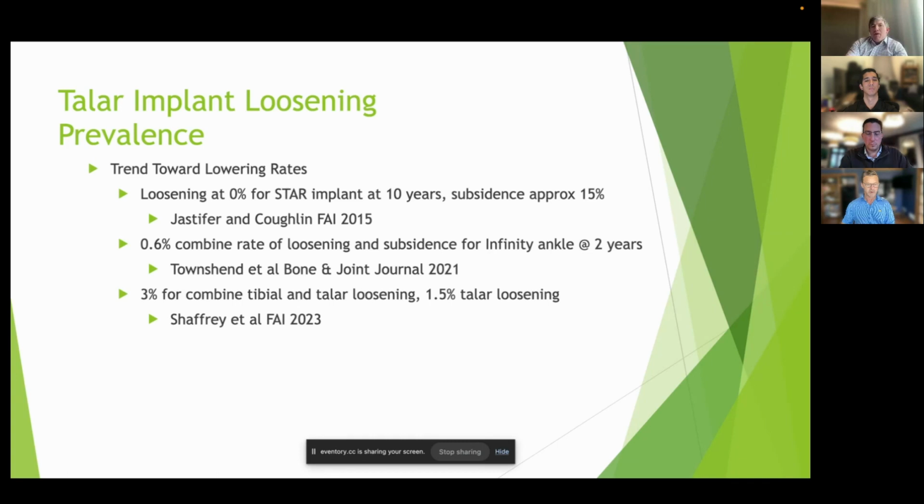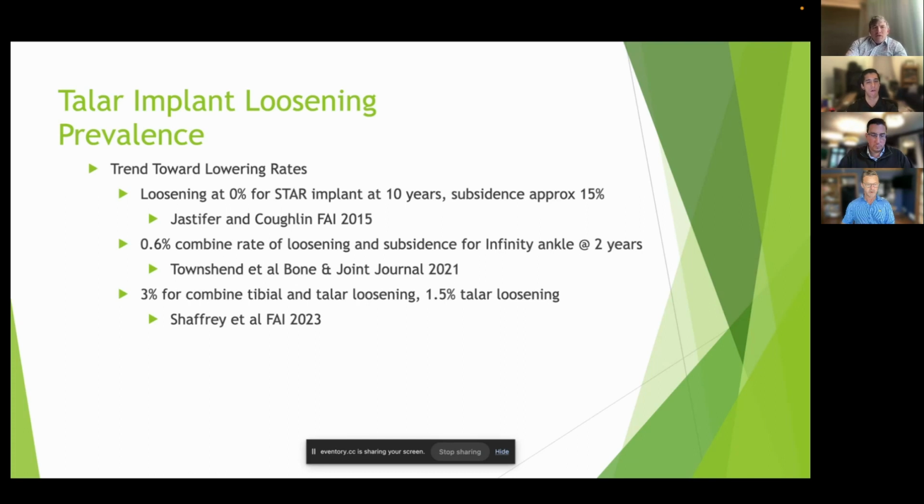As we start moving into the modern generations, we start to see a much lower rate of combined loosening and subsidence for modern implants, the fourth generation, like the Infinity, and 3% total loosening for these similar fourth generation implants presented by this group.